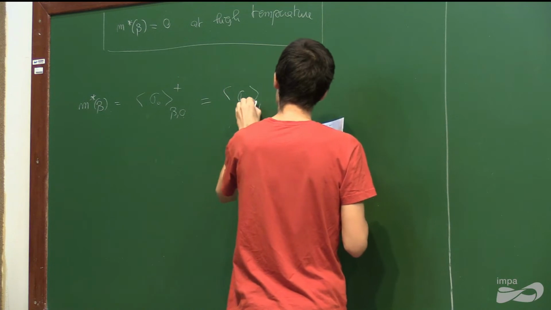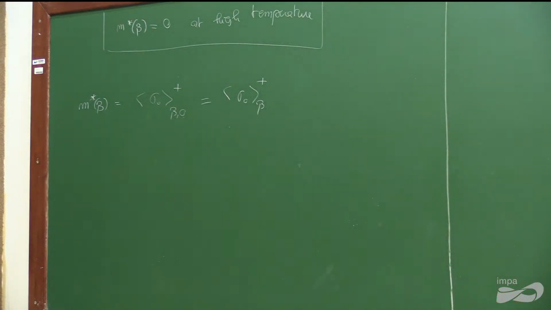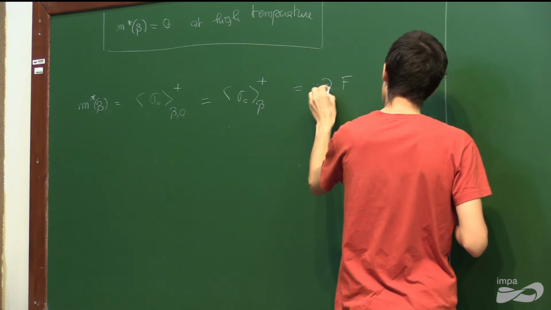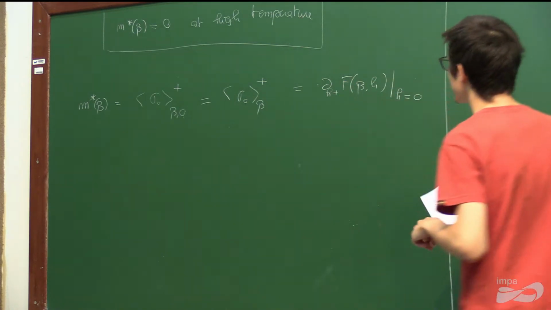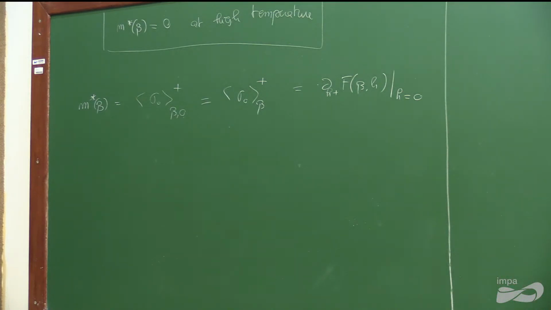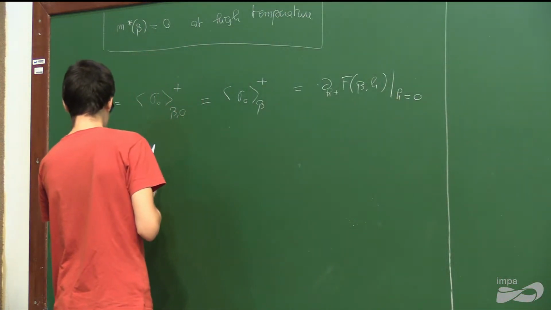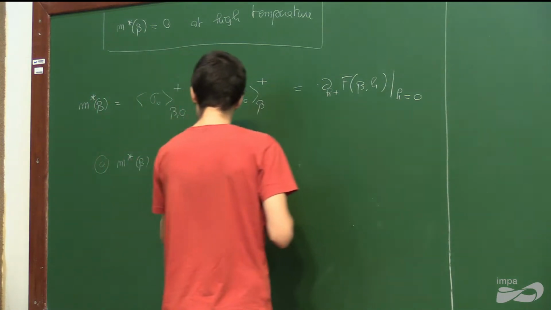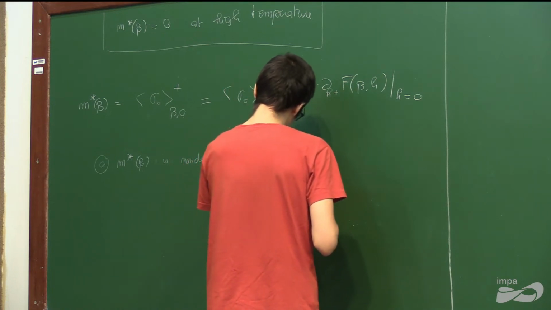I will just start now to erase the dependence in H, as H will always be equal to 0 in all this class. And this thing was also defined as the right derivative of the free energy at H equal to 0. So what we have seen so far is that m star beta is non-decreasing as a function of beta.